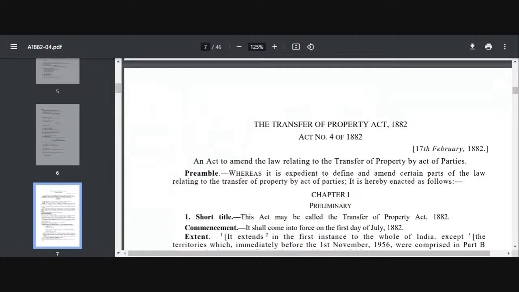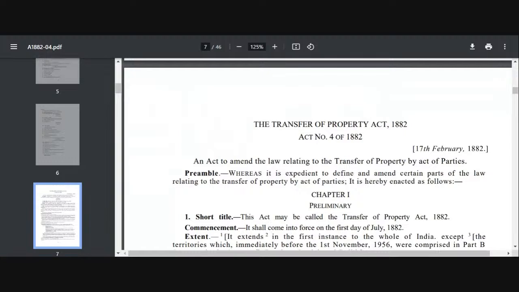The preamble is actually reflecting the object of the act. So after that, when we start reading the sections, you will see that the objects which are enumerated in the preamble, or which the drafters of this act wanted to achieve through this act, is reflected in each and every section of the act, right? Now, what does the preamble lay?